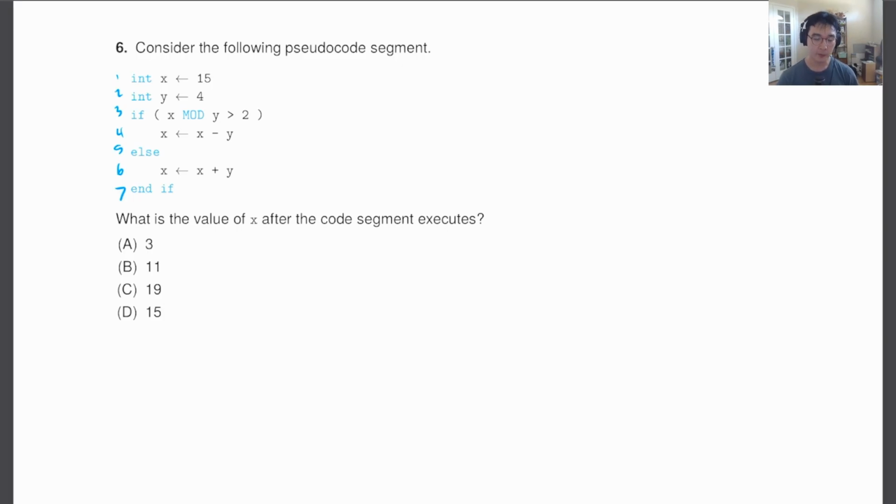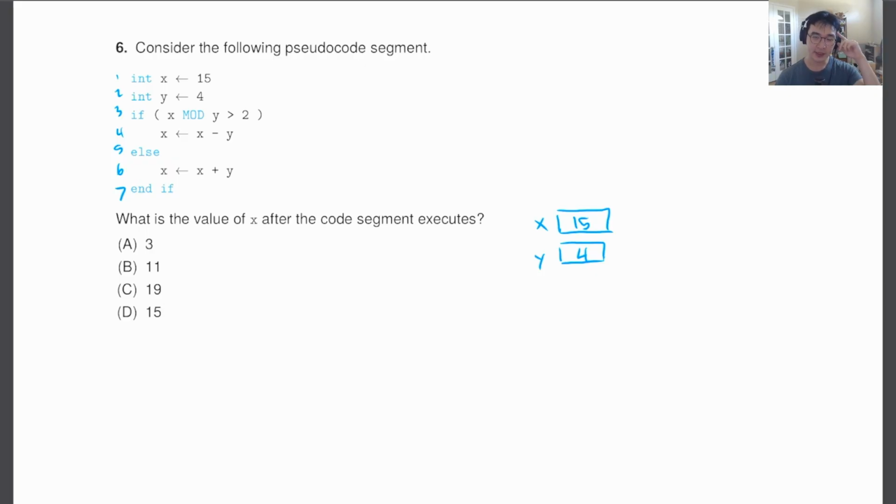All right, line 1, what are we doing? We create a variable called x, and we assign x the value 15. Line 2, we create a variable called y, and we assign it a value of 4. And now on line 3, we ask ourselves, is x mod y greater than 2?